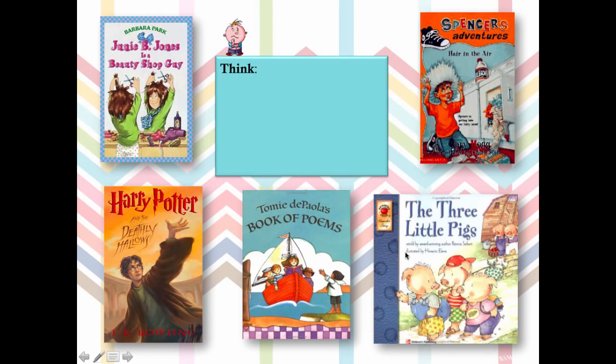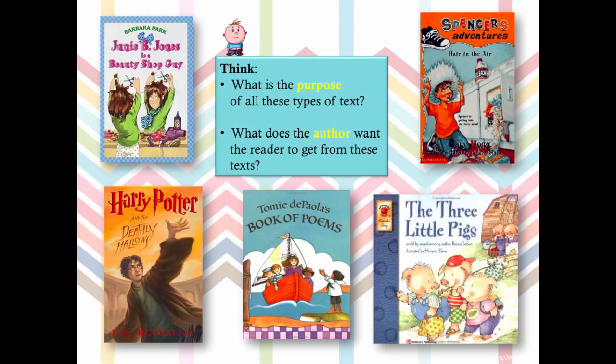All right, we're going to look at another one. Let's look at these types of things that we have here. We've got the Three Little Pigs, Spencer's Adventures, Junie B. Jones, Harry Potter, and the Book of Poems. So let's think, what is the purpose of all these types of text? What does the author want the reader to get from these texts?